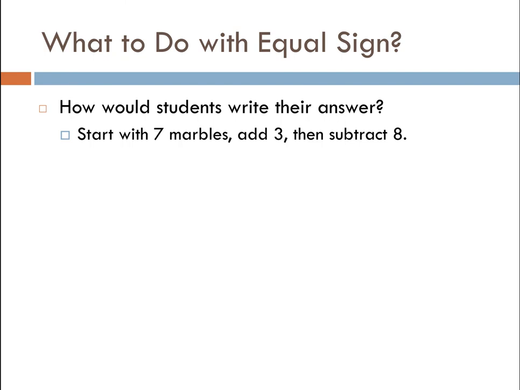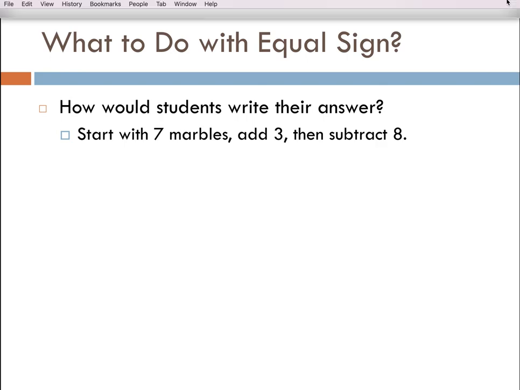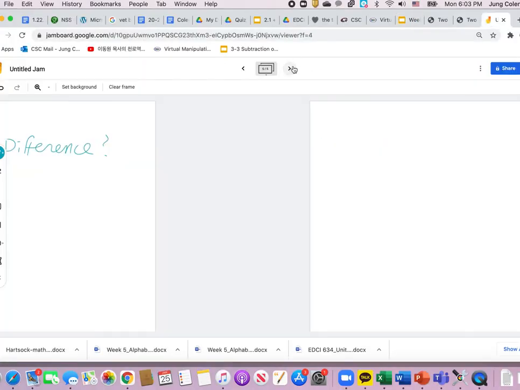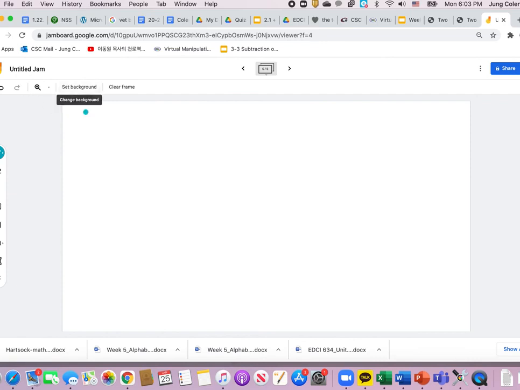To answer this, how do you think students would write? The common mistake they make is, it says start with the 7 marbles, add 3, that's 10, subtract 8 equals 2. Yes, the answer is right. But is this really right? I want you to pay attention to what's going on here. Look at the equal sign. What does equal sign mean to you?